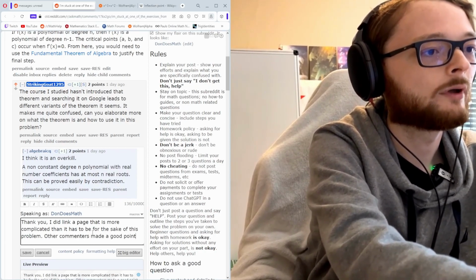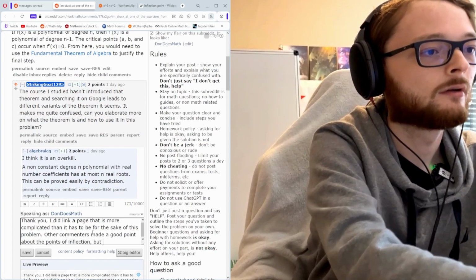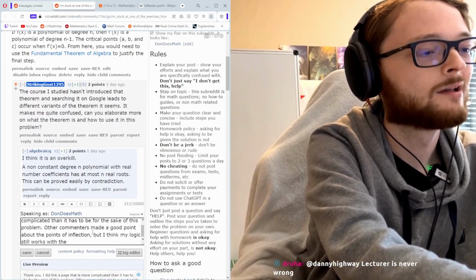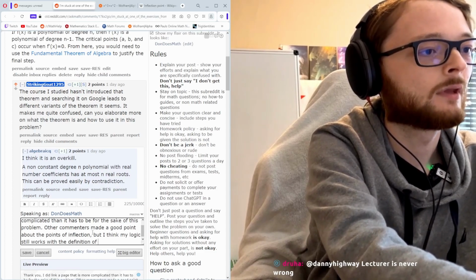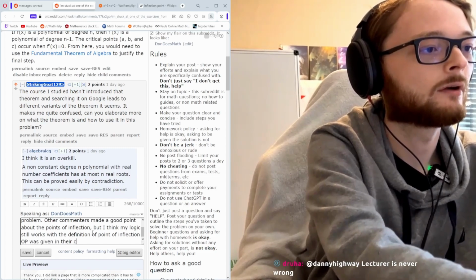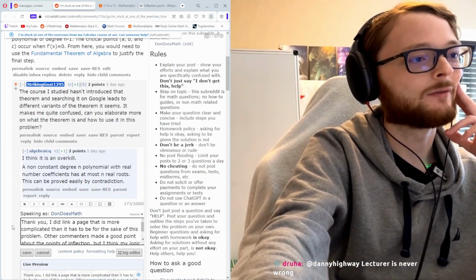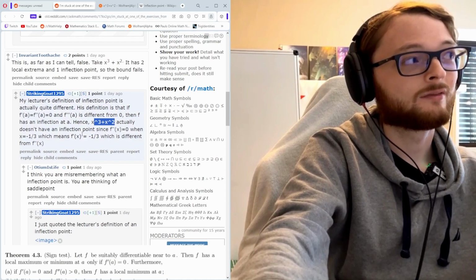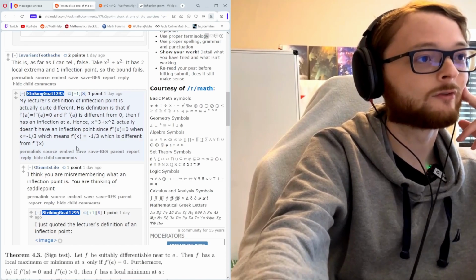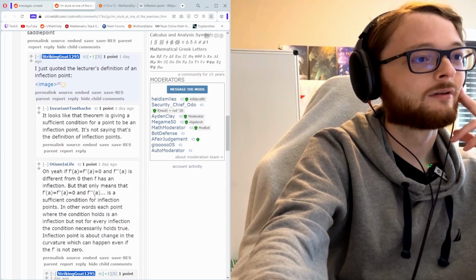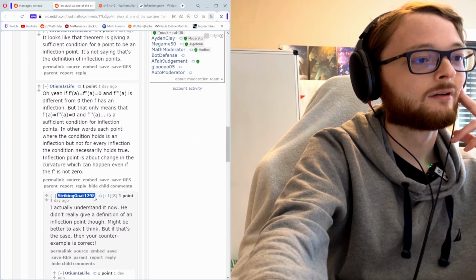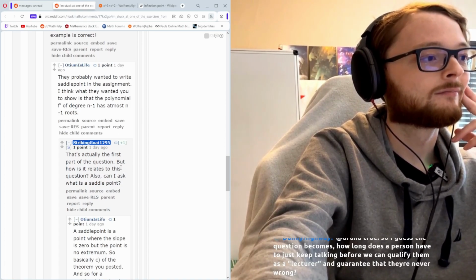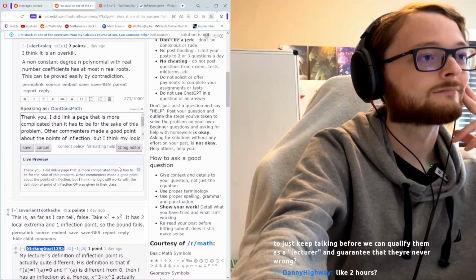Other commenters made a good point about the points of inflection, but I think my logic still works with the definition of point of inflection OP was given in their class. I don't want to delve too much more into it than this, because if this person is saying that for the sake of their class that's not considered an inflection point, then I'm not really going to question it, because that's just the way the professor chooses to teach it, or lecture, I guess. And the problem just doesn't make sense if we don't use that classification. So yeah, I'm just going to post this and call it good.